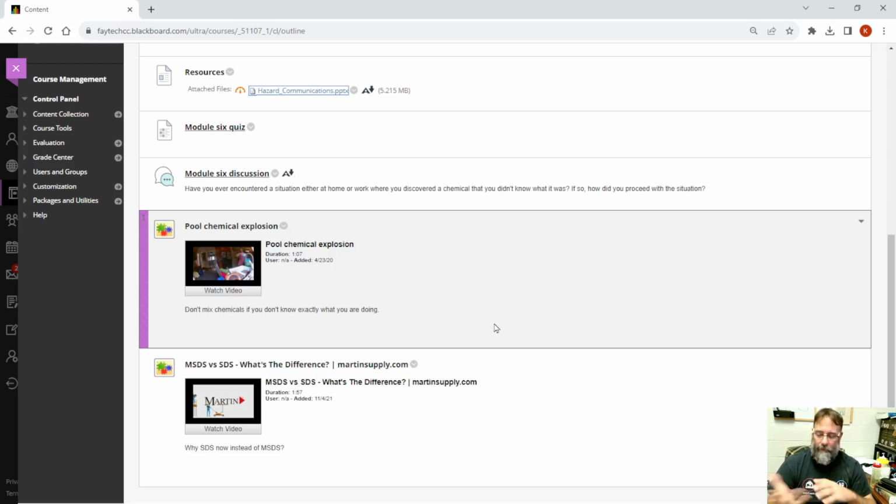So that's the purpose of the MSDS, or I'm sorry, I'm so used to saying MSDS. Been doing it for 20 years. So that's the purpose of the SDS, to make sure that you, as the employee, stay safe on the job site, even in your house too.